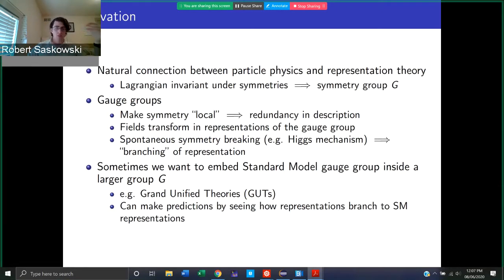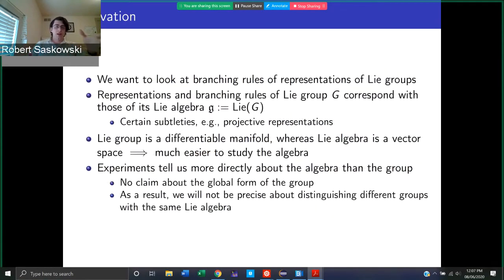Now, sometimes we would like to embed the standard model gauge group inside of some bigger gauge group, say SU(5), SO(10), E8. This is the general scheme that we follow for grand unified theories. And then once we've done that, we can make predictions by branching these representations back to standard model representations. And in particular, if the particles end up in the wrong representations, we know we did something wrong. So what all of this is telling us is we want to look at the branching rules of representations of Lie groups.